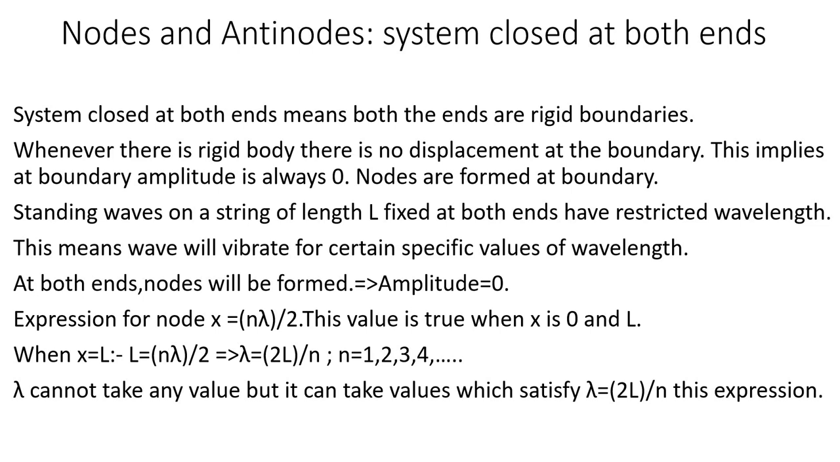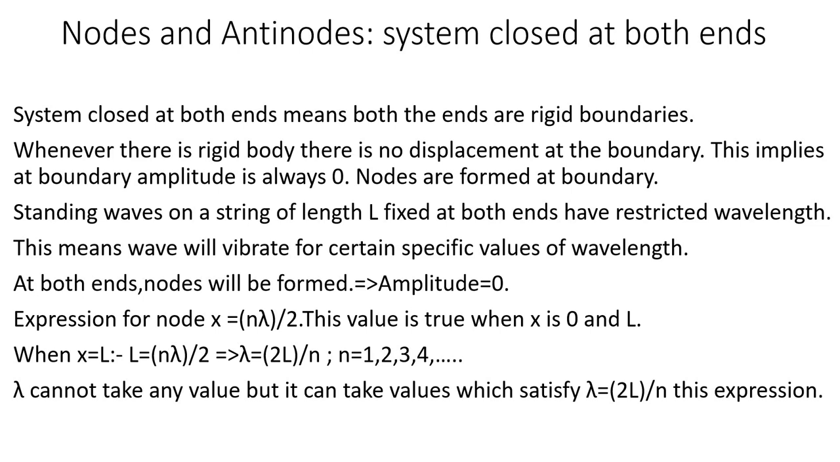Now, a standing wave in the case of a string having length L, which is fixed at both ends, has restricted wavelength. Okay, any wavelength is not possible for the string. It will not vibrate with any wavelength. There is some restricted wavelength if both ends of the string are fixed. This means the wave will vibrate for certain specific values of wavelength. How? In the case of both ends, we discussed nodes will be formed. Why are nodes formed? Because it is a rigid boundary. At the rigid boundary, no displacement will be there. So amplitude is equal to 0.